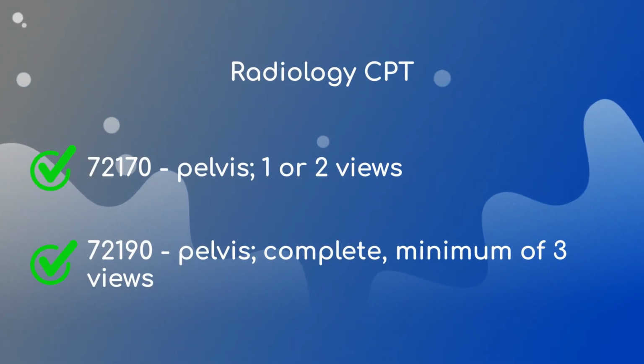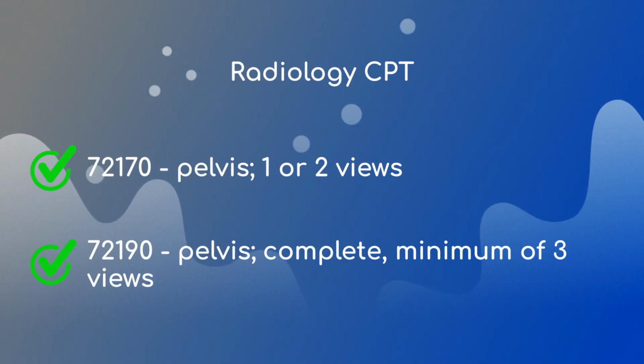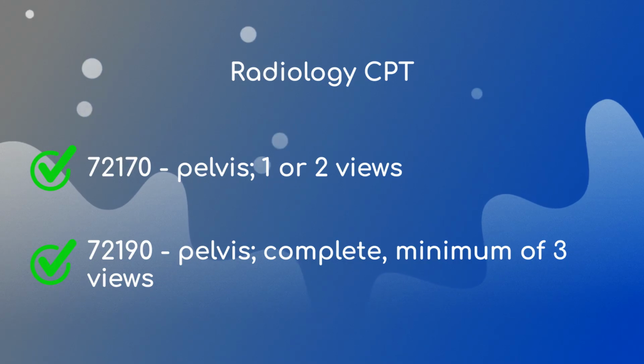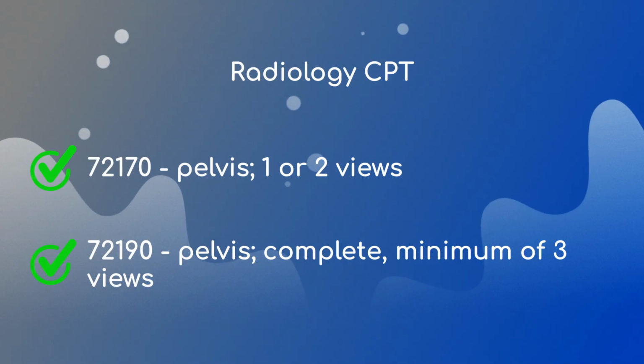72170, Radiologic Examination Pelvis 1 or 2 views, X-ray showing 1 or 2 views of the pelvis. 72190, Radiologic Examination Pelvis Complete minimum of 3 views, X-ray showing at least 3 views of the pelvis.